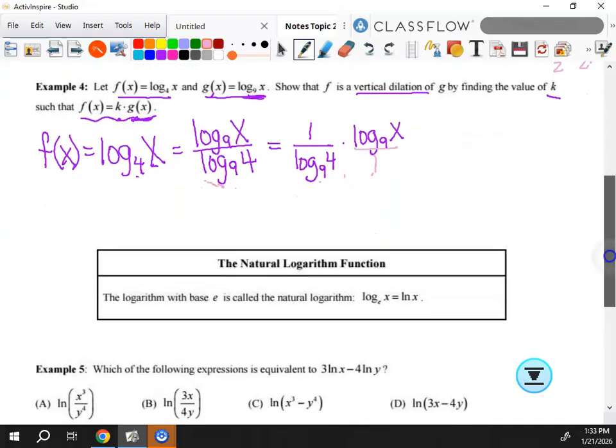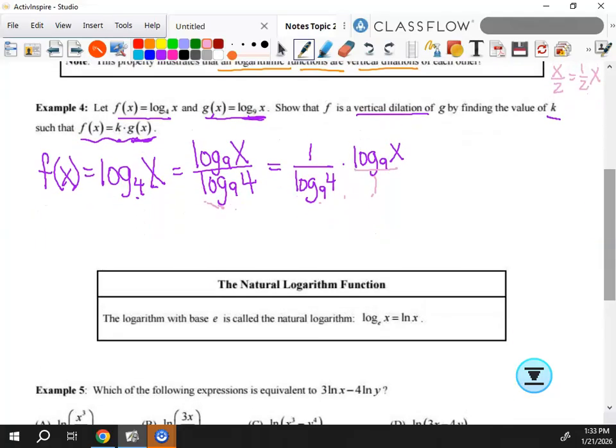Now, remember, this is what I'm trying to make happen here. Well, I've got f of x right here. Okay, I've got g of x. G of x is log base 9 of x. This is g of x, and it's being multiplied by this number. That's just a number. There are no variables in there. This is k. So look, I do have f of x equals k times g of x. It's asking me to find the value of k. K is 1 over log base 9 of 4.